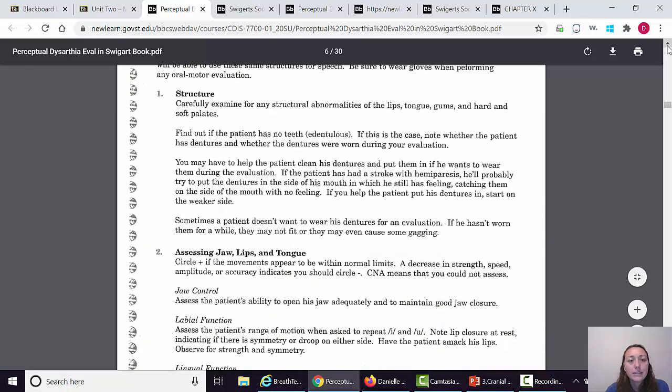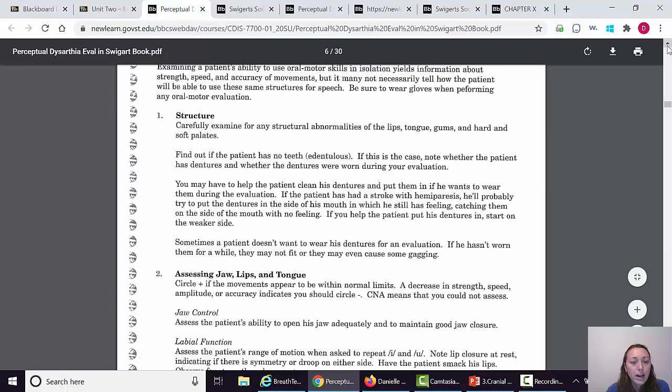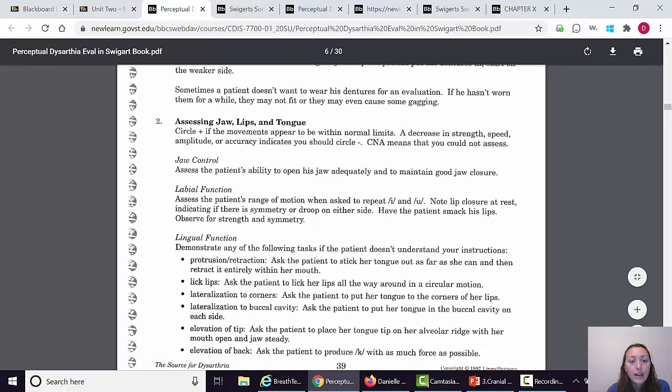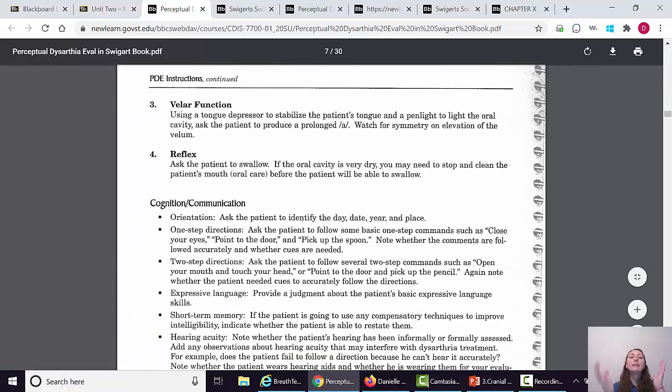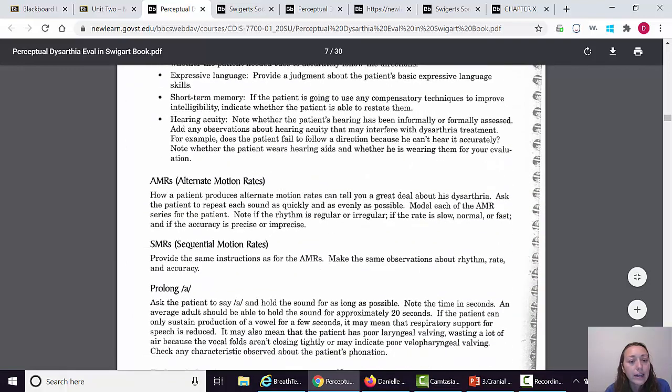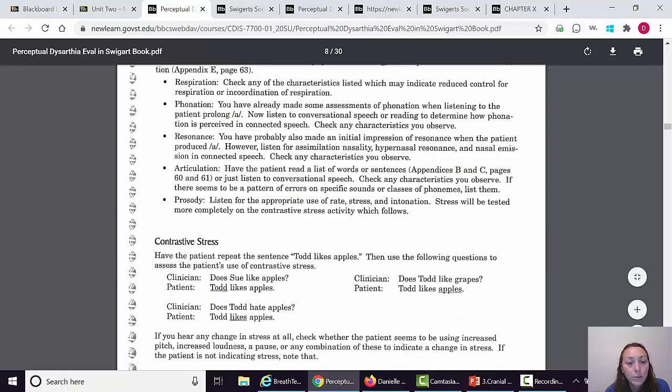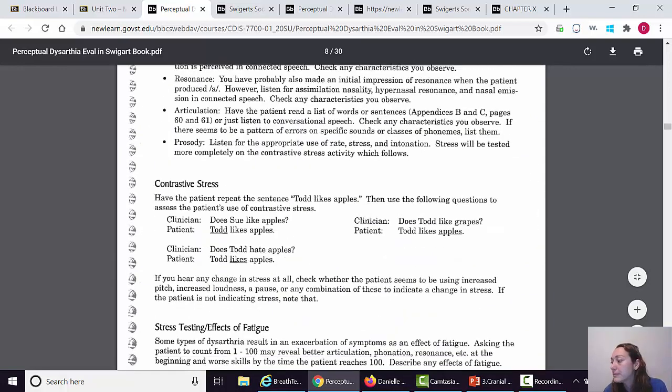So it gives explicit information. It's looking at structure, how to really assess jaw, lip, and tongue movement, what you're going to do, the expectations. Again, not perfect, but it's a little bit more clinician friendly. Have the patient protrude their tongue, looking for certain things. Elevate the tip of the tongue. It just gives a nice, more user-friendly guide in looking at some of these different areas. Looking at cognition, AMRs, SMRs, prolonged: these are the instructions related to that informal piece.